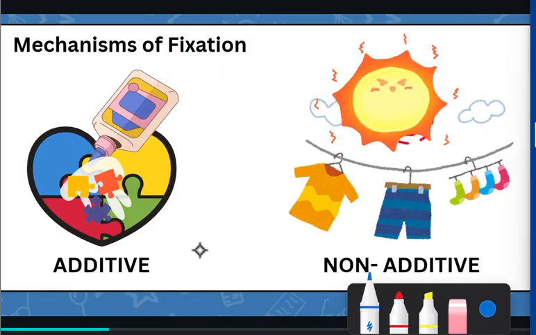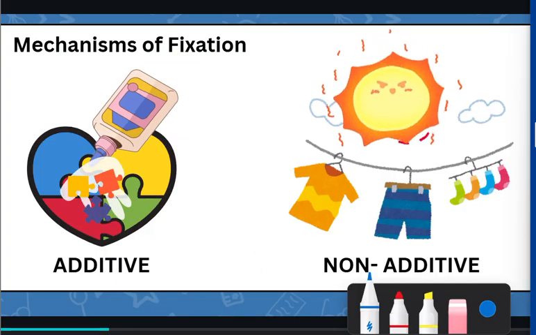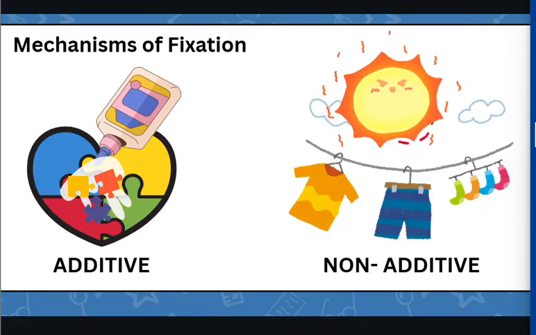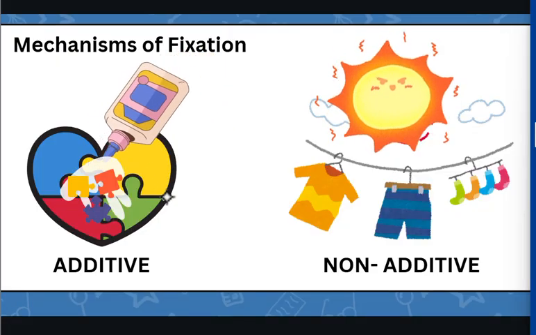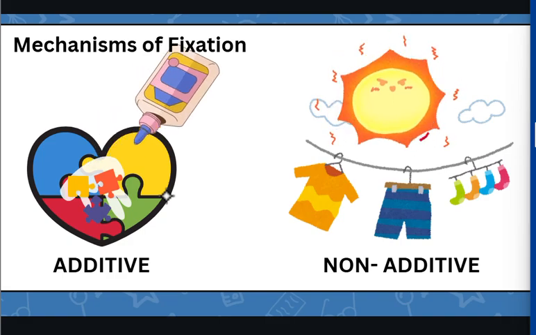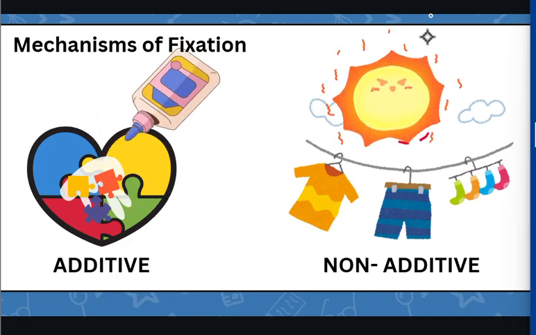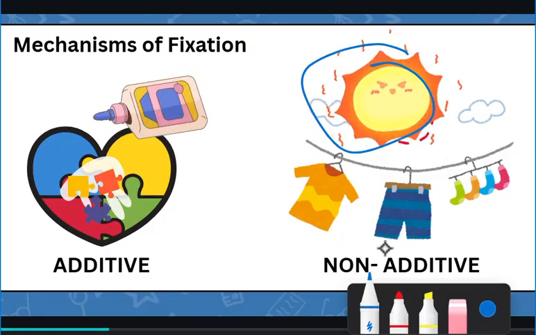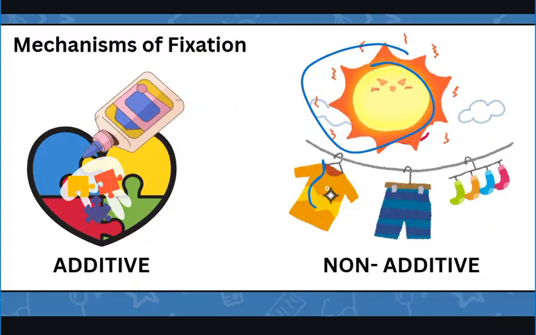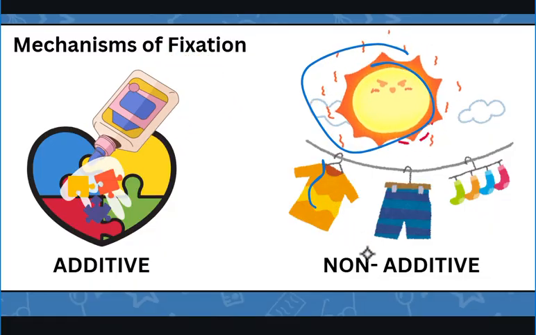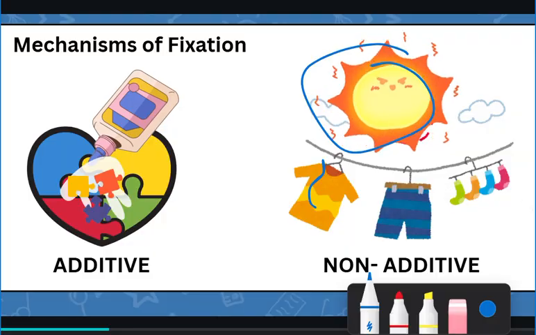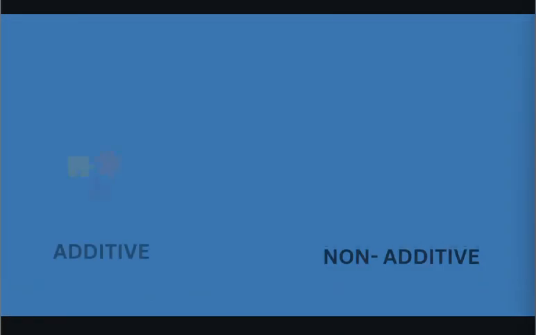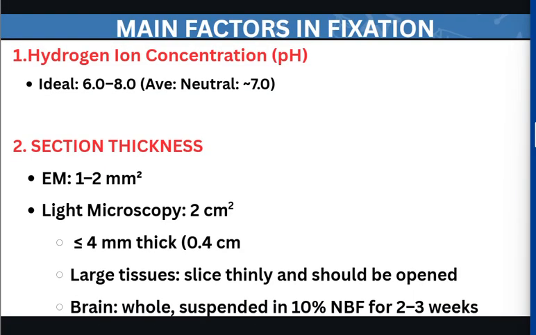So we can compare it metaphorically. The additive fixatives are like pouring glue on a puzzle that has come into pieces, like you can see in this illustration. The fixative becomes part of the puzzle, locking each piece in place so that the picture stays intact. On the other hand, a non-additive fixative is just like drying clothes under the sun. The water is removed and the shape is set by shrinking and stiffening, but nothing is added to the fabric. Okay, so there is only dehydration. Okay, I hope it's clear.